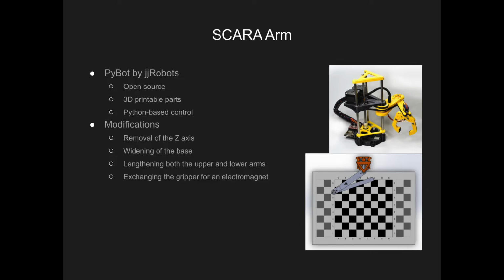The main modifications that we had to make to the reference design were the removal of the Z-axis and related hardware, widening of the base to accommodate inverting and seating the two NEMA 17 stepper motors, lengthening both the upper and lower arms to reach the farthest corners of the board, and changing the end of the lower arm to hold an electromagnet instead of a gripper.